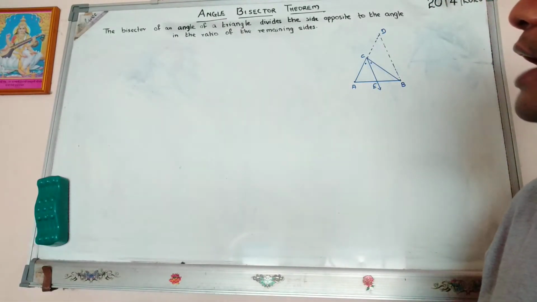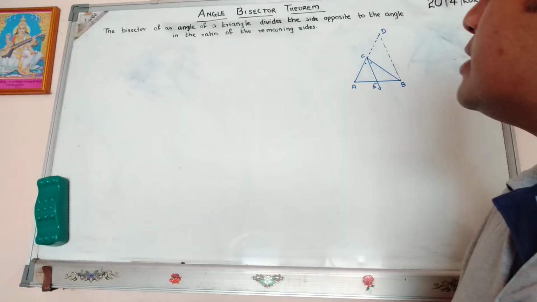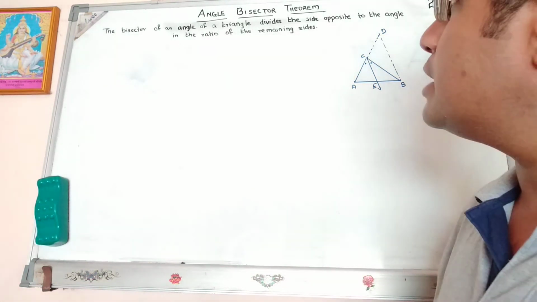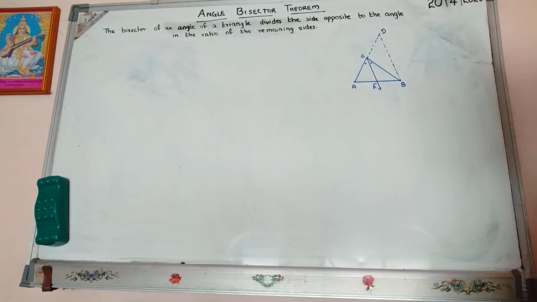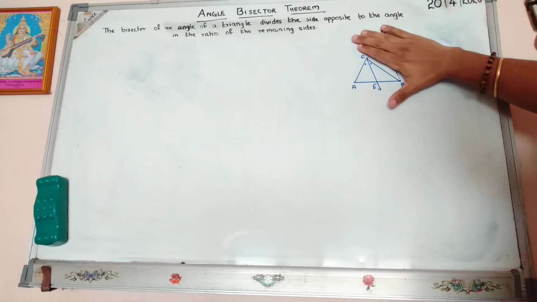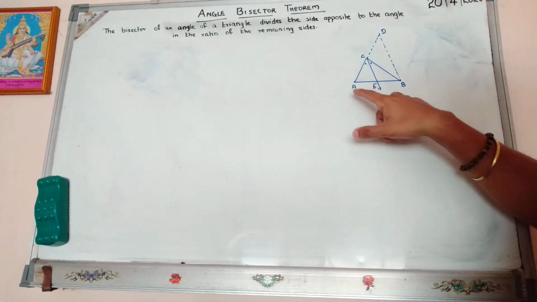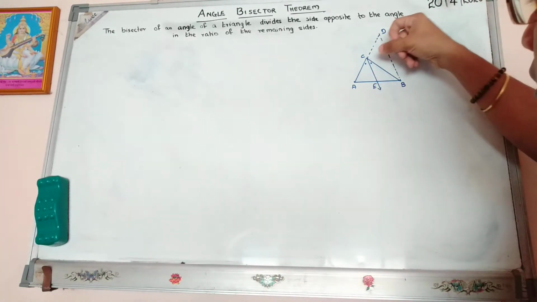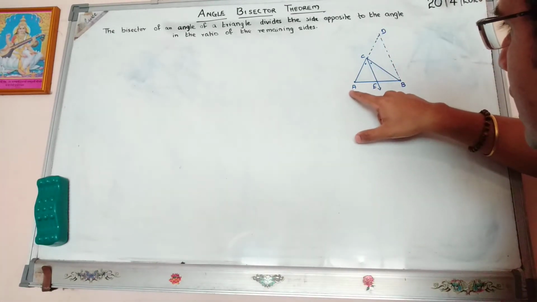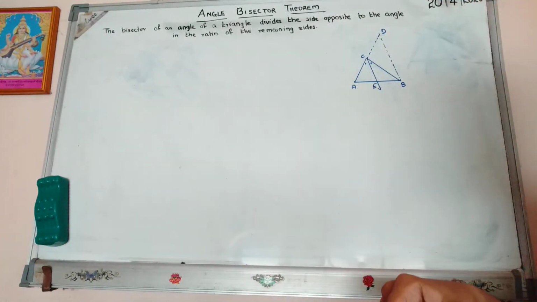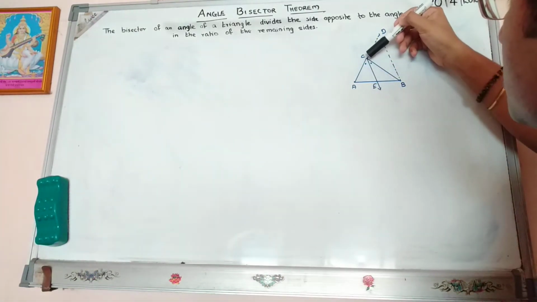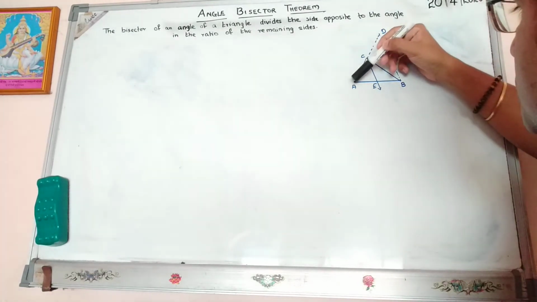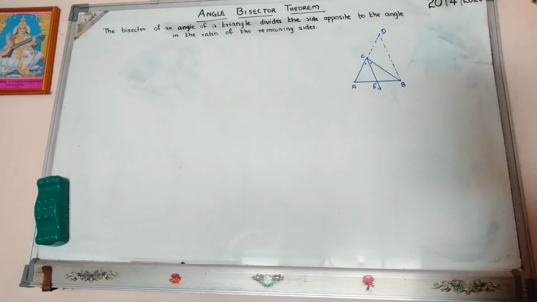Okay. So what is the statement for the angle bisector theorem? The bisector of an angle of a triangle divides the side opposite to the angle in the ratio of the remaining sides. What I have drawn over here, except the dotted part, is the actual figure. I have got triangle ABC. CE is the bisector of angle ACB. We need to prove AC upon BC is equal to AE upon EB. That's what we are supposed to prove.